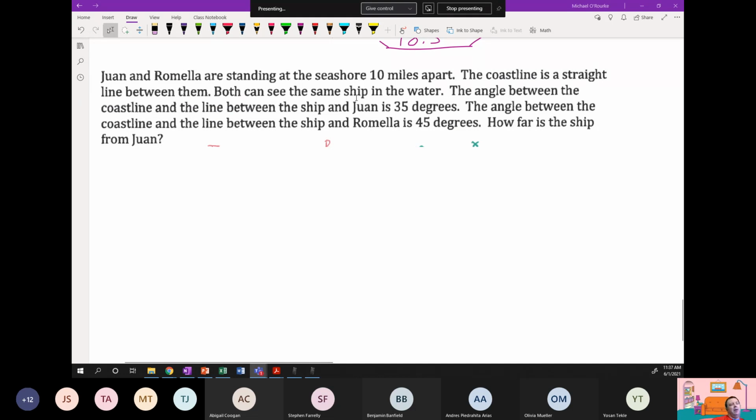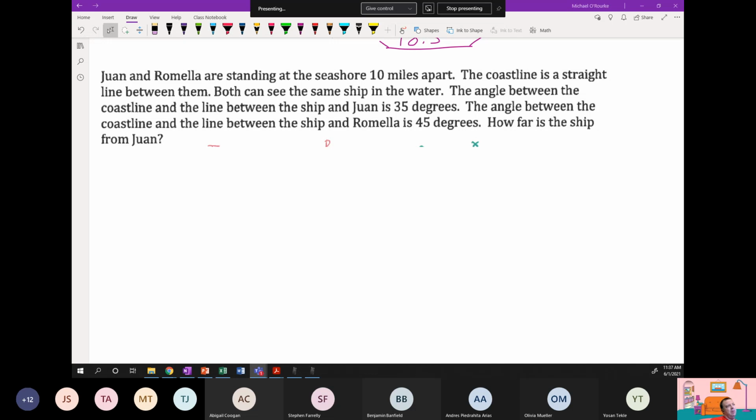I'm going to read this out, and then I'll see if you guys can figure out the end result of it, if you guys can draw it in. So Juan and Romella are standing at a seashore 10 miles apart. The coastline is straight between them. Both can see a ship in the water.